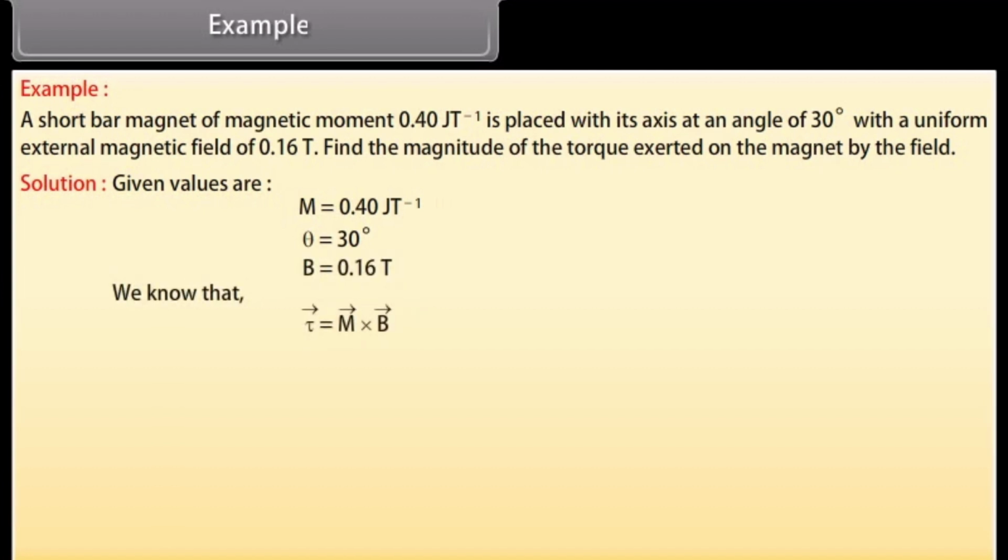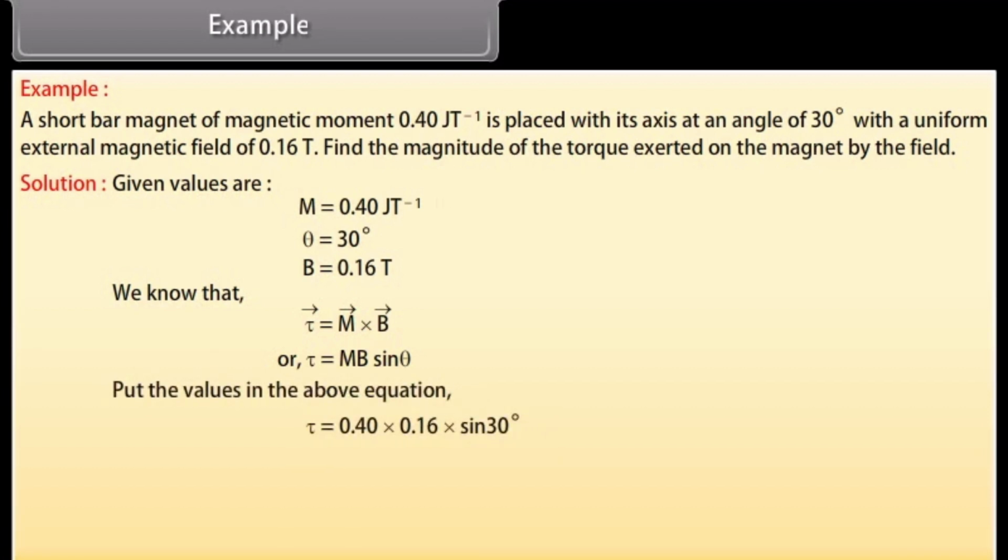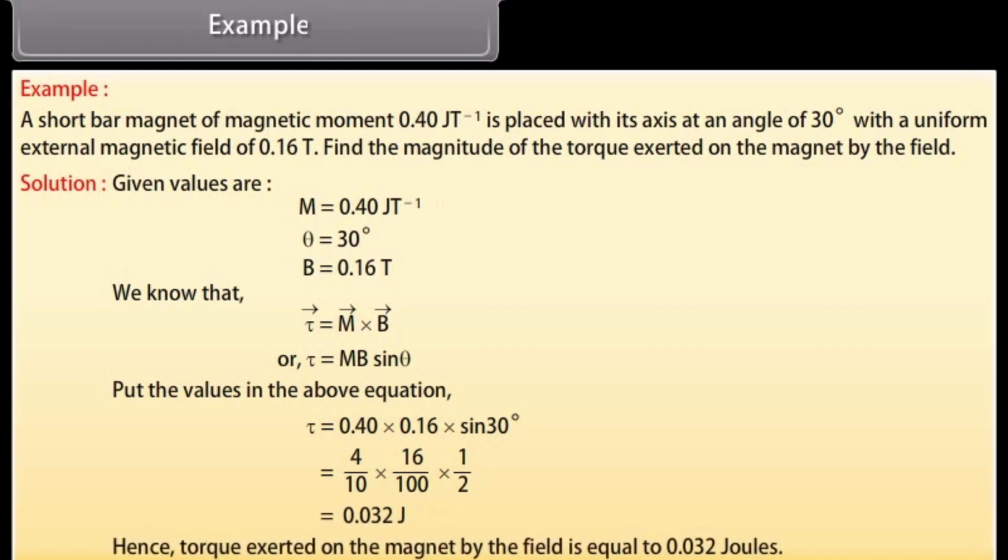We know that τ is equal to the cross product of m and B, or in terms of magnitude, τ is equal to mB sin θ. Put the values in the above equation. τ is equal to 0.40 into 0.16 into sin 30 degrees. On calculating the equation, we get the value of τ, which is equal to 0.032 joules. Hence, torque exerted on the magnet by the field is equal to 0.032 joules.